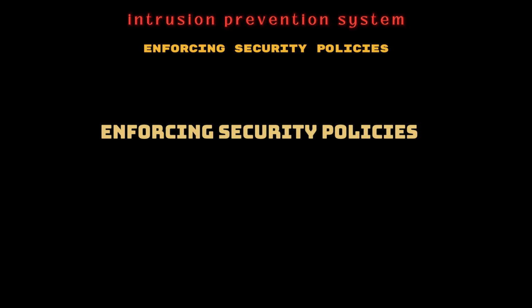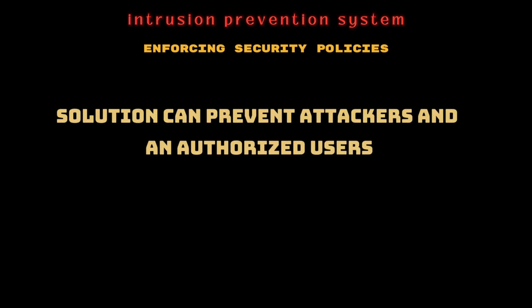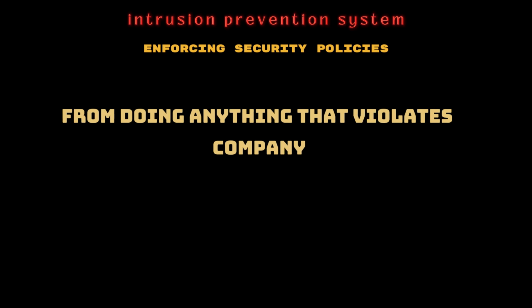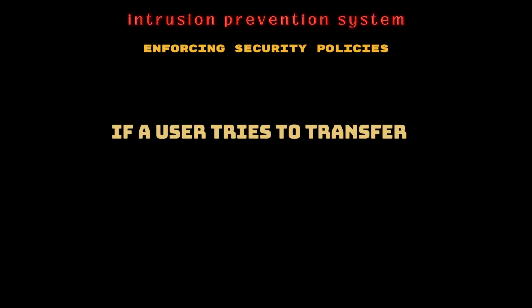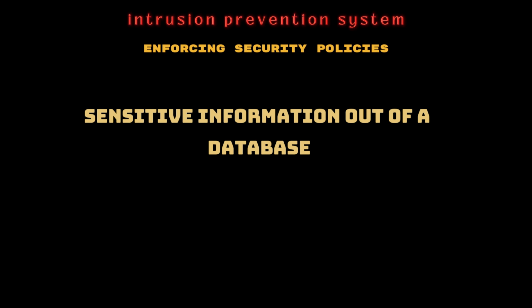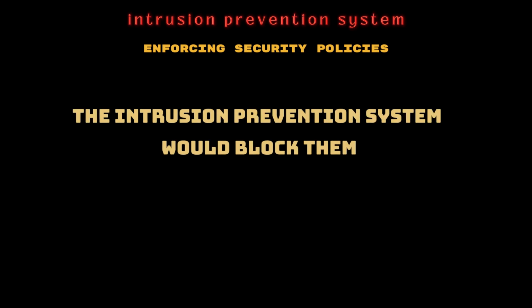Enforcing security policies. Some intrusion prevention system solutions can prevent attackers and unauthorized users from doing anything that violates company security policies. For example, if a user tries to transfer sensitive information out of a database it's not supposed to leave, the intrusion prevention system would block them.